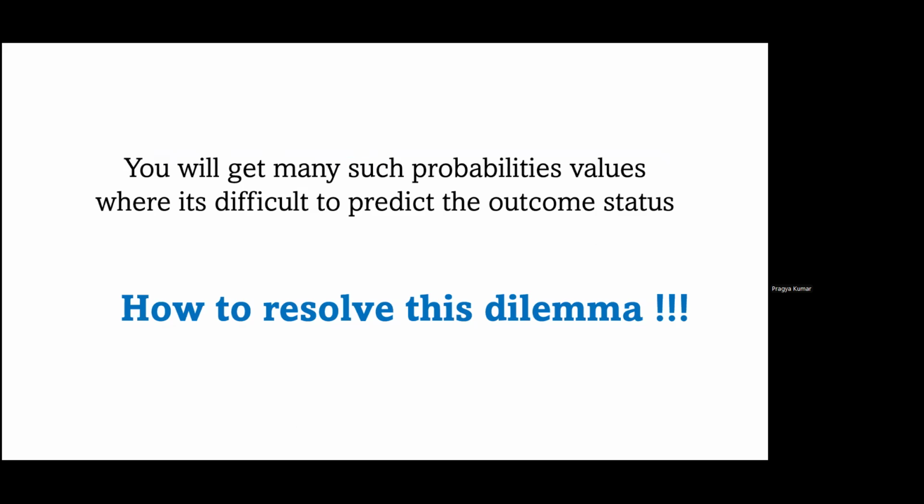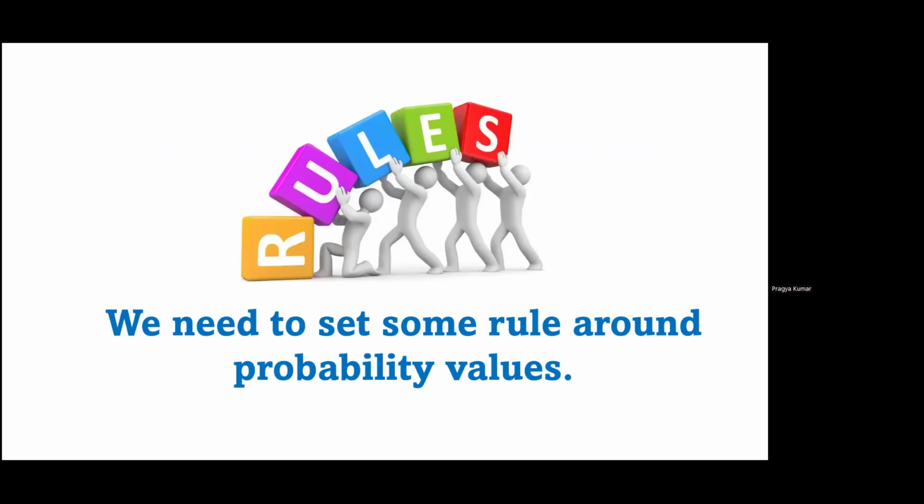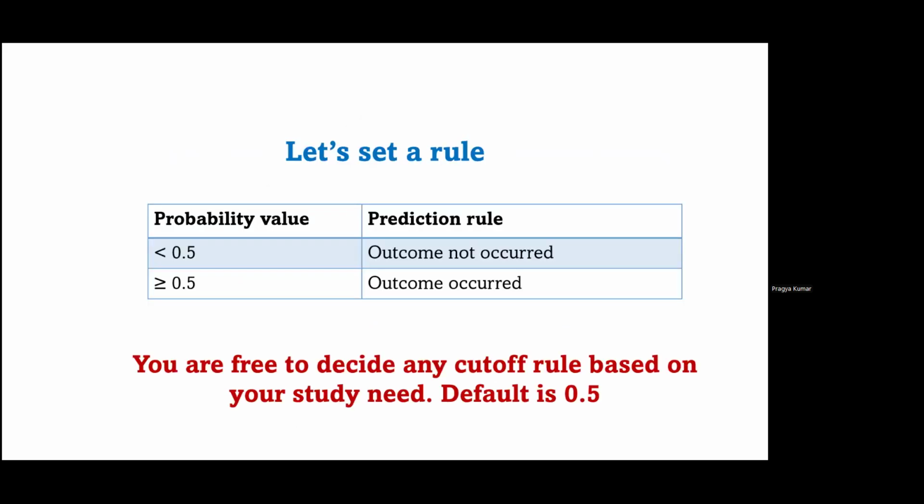If it is a moderate chance, like 0.55, we need some rule or some probability rule to decide about this. So the rule is that all software, whether it is SPSS or Stata or Jamovi, has set a rule that if the probability value is less than 0.5, then I will say that the outcome has not occurred. And if the probability value is 0.5 or more than 0.5, then I will say that the outcome has occurred. Okay.